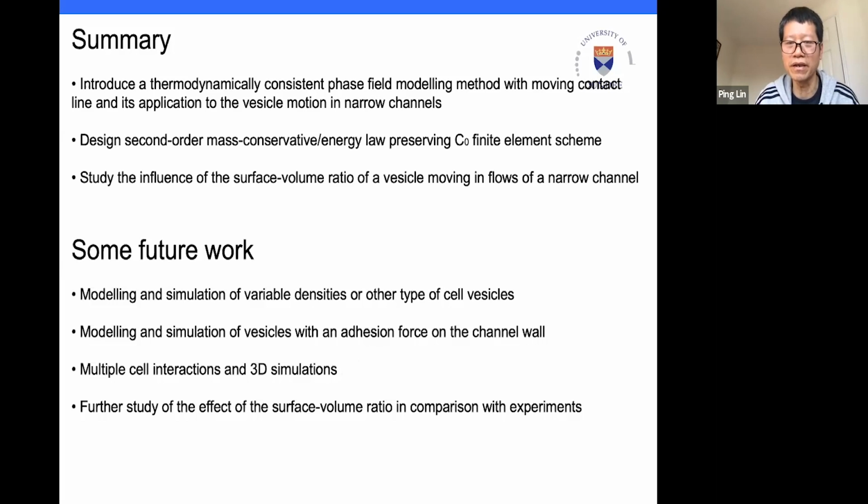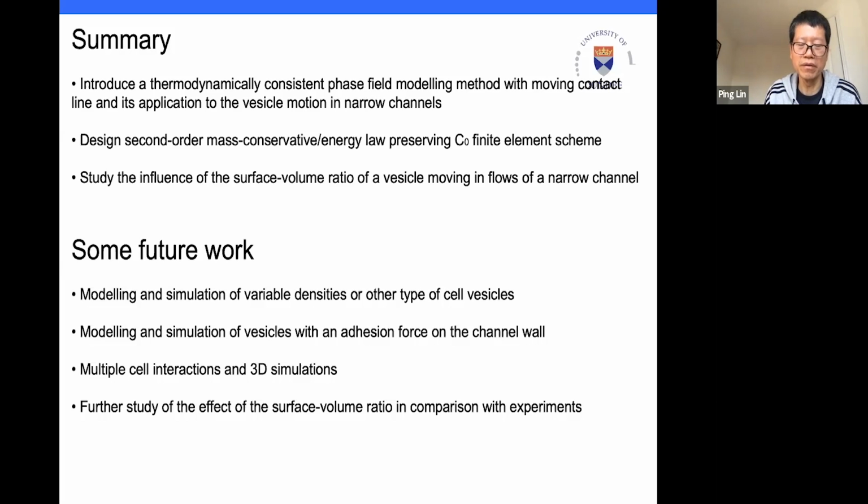But we do want to see a large number, even more than two. In this kind of simulation, the computation may be more involved, because you have all these cell interfaces inside the domain. The solution is changing at the interface, although it's smooth, it still changes quite rapidly. So with more of these, it will make the simulation harder.